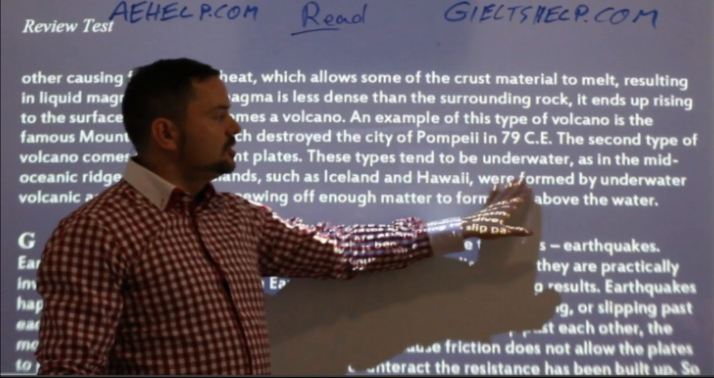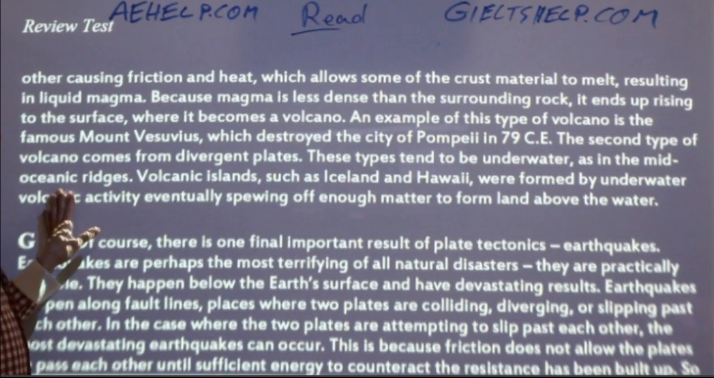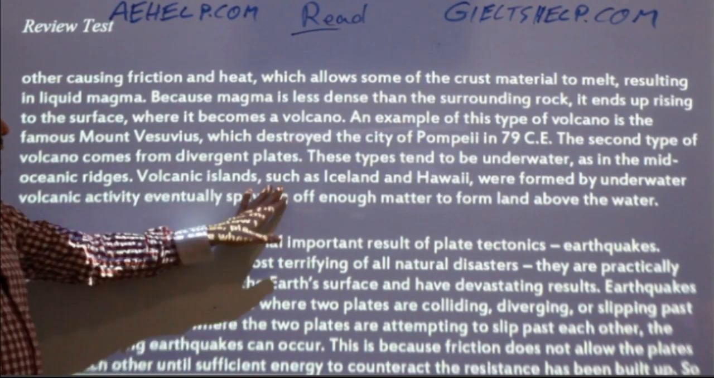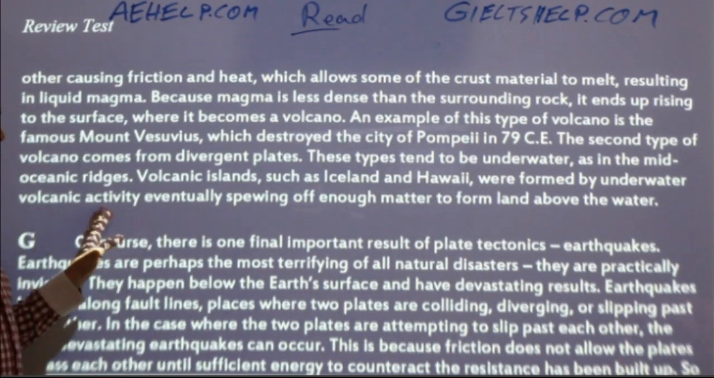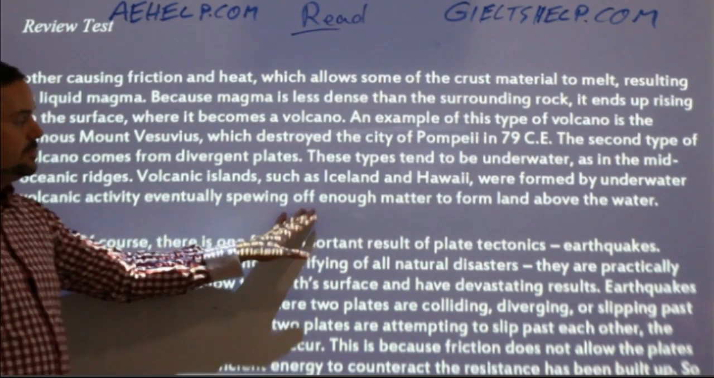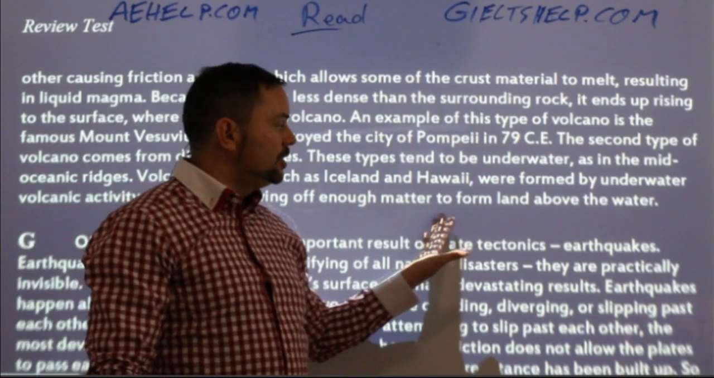These types tend to be underwater, as in the mid-oceanic ridges. Volcanic islands, such as Iceland and Hawaii, were formed by underwater volcanic activity, eventually spewing off enough matter to form land above water.